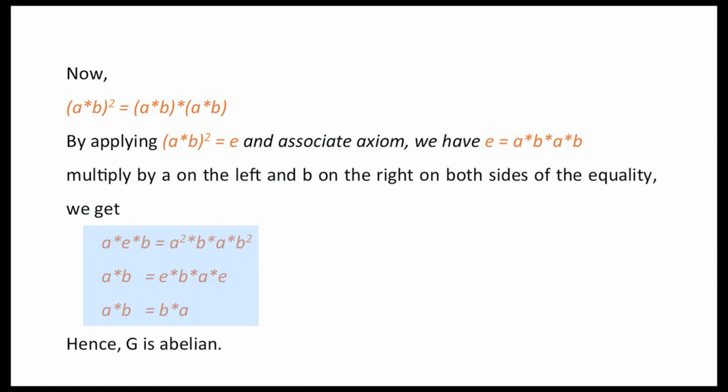a e b equals a squared b a b squared. Again, a b equals e b a e. Again, a b equals b a. Hence G is abelian. Like the previous result, now we are going to prove the next two.